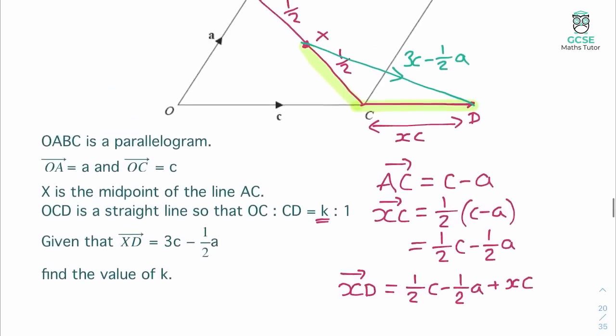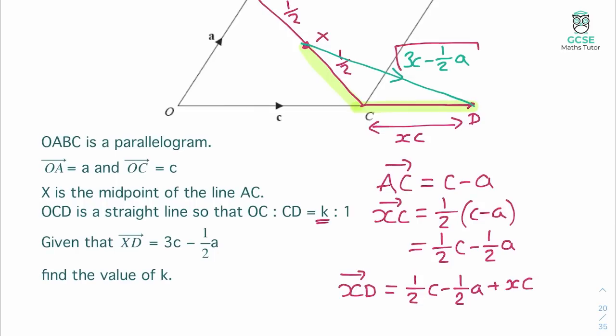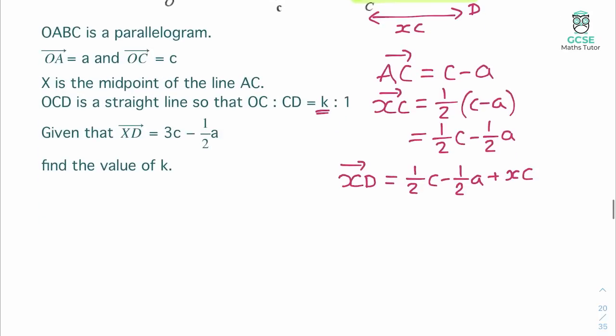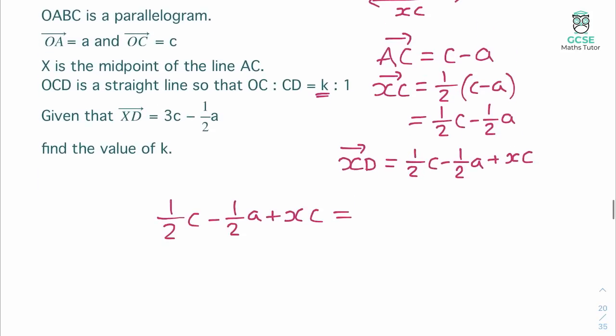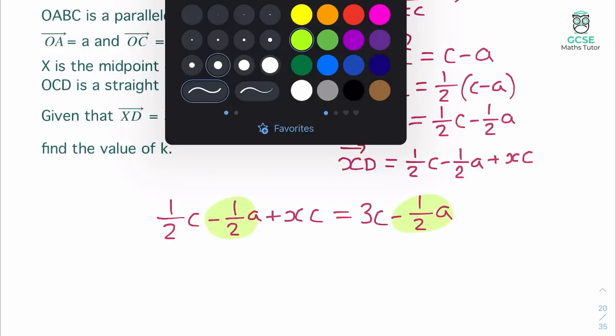But what we do know is that it has to match this vector here. So it has to match 3c minus a half a. So let's write that out. So we know a half c minus a half a plus a certain amount of c has to be equal to 3c minus a half a. So how do these compare? Well, let's look at the a's. So we have minus a half a, and that matches minus a half a, so that's good. Okay, we're probably onto the right track here.